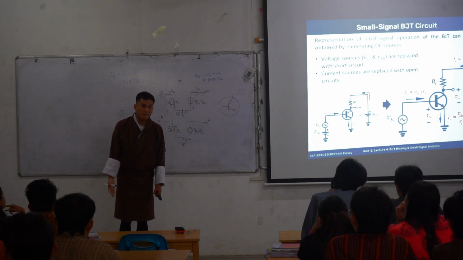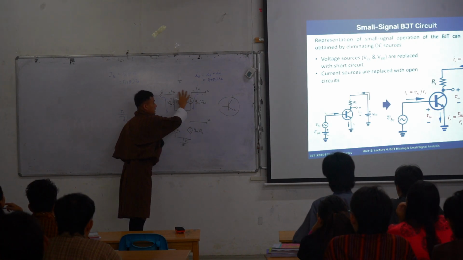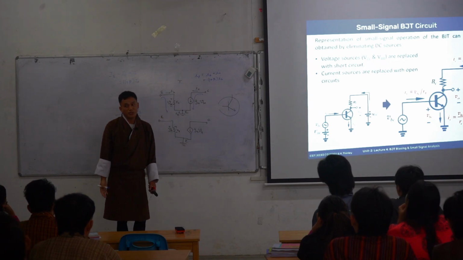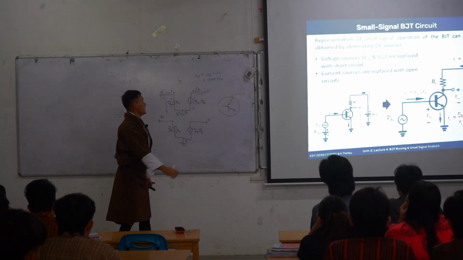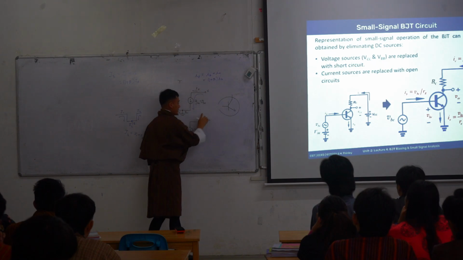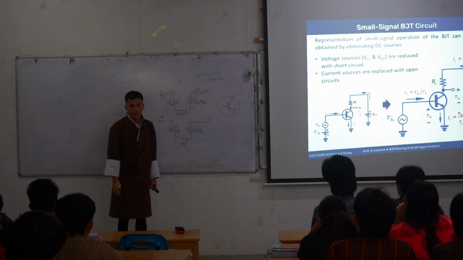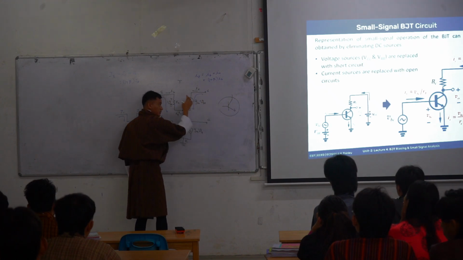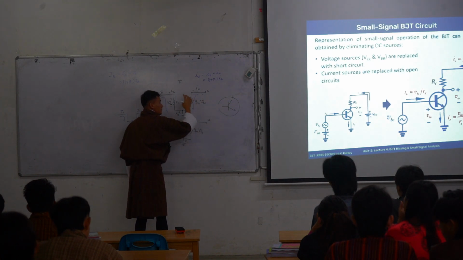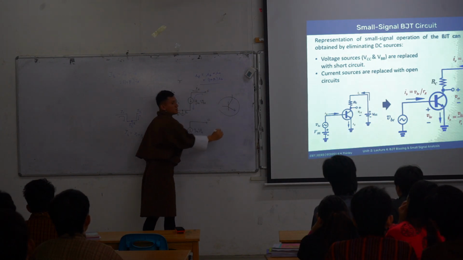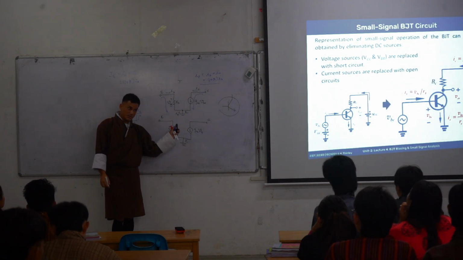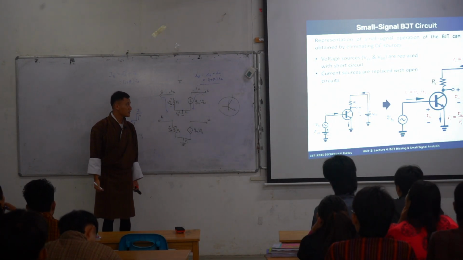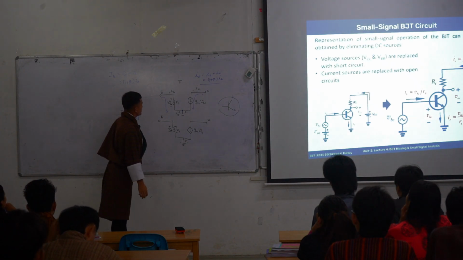Now we need to confirm, through this circuit, through this representation, whether we are actually getting this value of current at this part or not. We are saying that this circuit is equivalent to this one. If it is equivalent, we should be getting this value of current at the emitter side. So let's do this one.